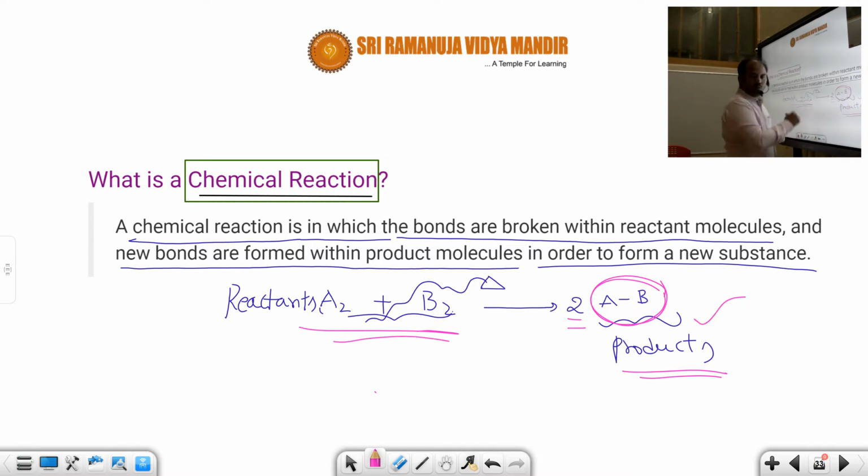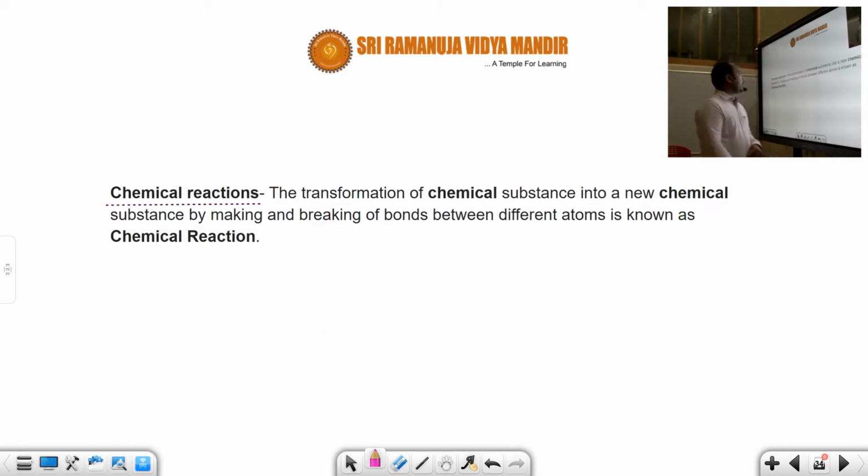This is a new substance. Original substance properties are different. New substance properties are different. So reactants' properties are different, product properties are different. Here what happens? Old bonds are broken and new bonds are made simultaneously. That is called a chemical reaction. I hope that you are very clear.